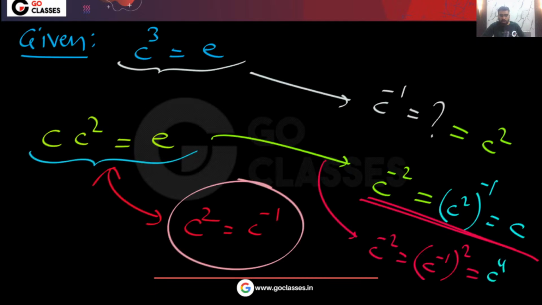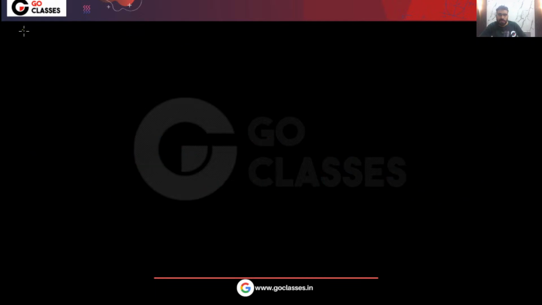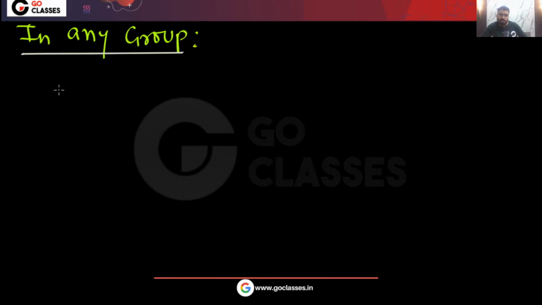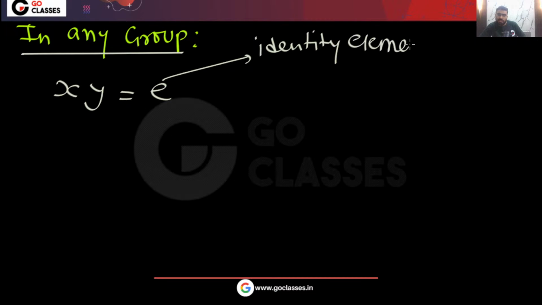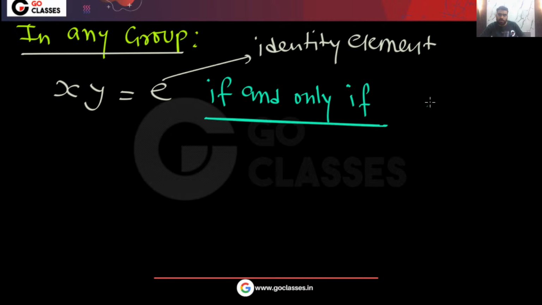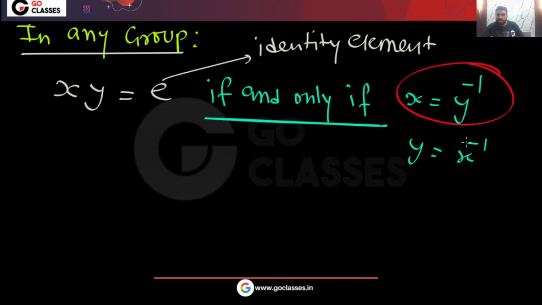I hope you understood. So remember, just use this property. This is an important property. In every group this will happen. In any group, whatever group you take, if xy is equal to e, the identity element, this is a two-way condition: it will happen if and only if x is equal to y inverse, and y is equal to x inverse. Very simple point.